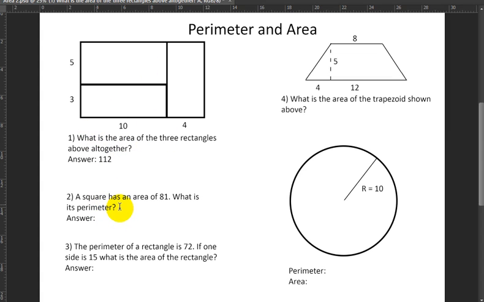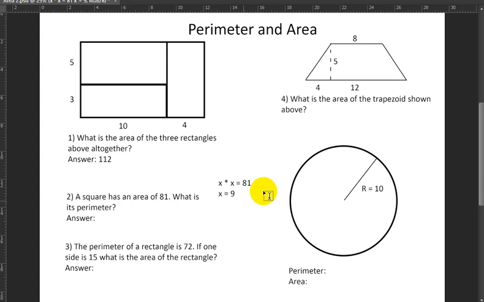Next exercise says a square has an area of 81. What is its perimeter? Okay, well, what do we know about the area of a square? We know that we find it by multiplying one side against another side. So let's say one side is x. What's the other side going to be? Well, since it's a square, it's also going to be x. And this is going to give me 81. Well, what number do I multiply with itself and get 81? The answer is 9.